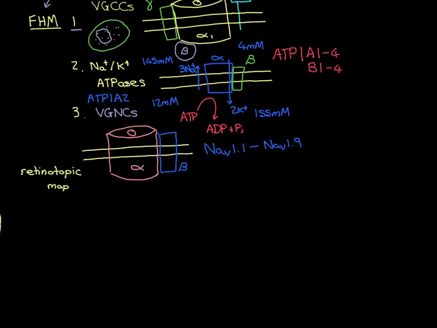Okay, so you can use 9 different types of alpha subunits in this position when you're making voltage-gated sodium channels. Again, there are multiple different genes for the beta subunit of voltage-gated sodium channels, but we're not going to go into that.